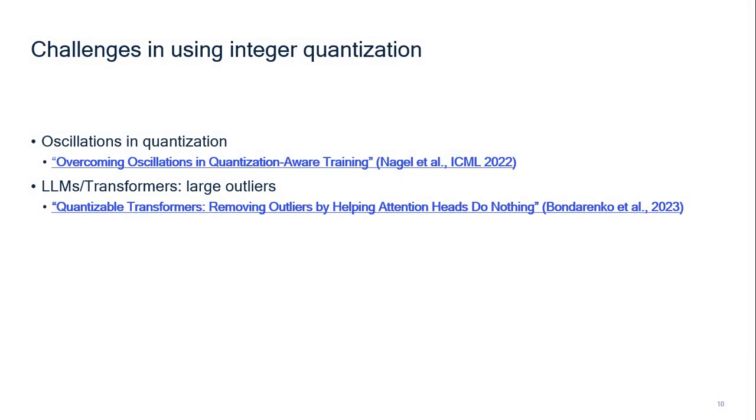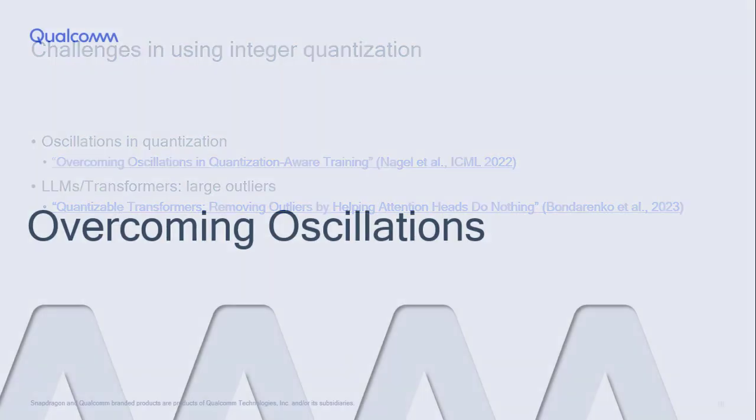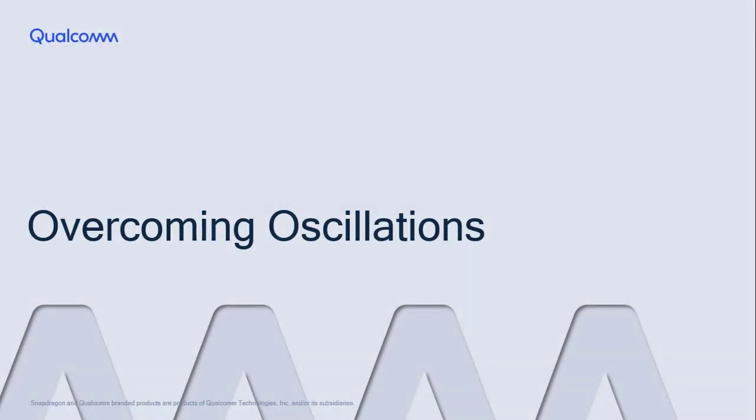So this brings us to the second part of our presentation. Since we've established that integer quantization has many beneficial properties for inference, I'd like to highlight a few challenges in integer quantization that our lab has recently addressed. First, we will talk about oscillations in quantization. We wrote a paper about this that was accepted to ICML in 2022. And next, we will talk about outliers in large language models, which is currently under review but available on arXiv. So first, overcoming oscillations.